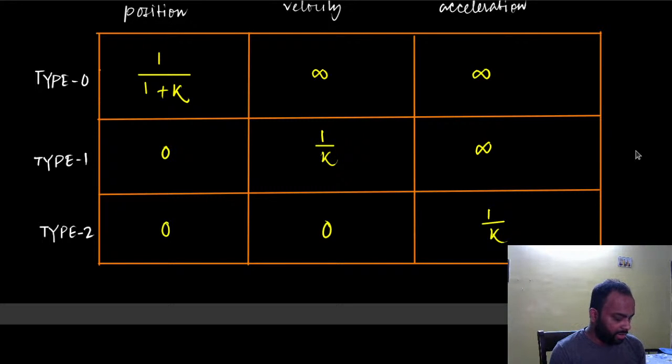So apparently only very few of you are left. Yes, the answer is correct. Someone said type 3. Of course, type 3 system would be able to follow position signal, velocity signal, and acceleration signal properly without any error at all.